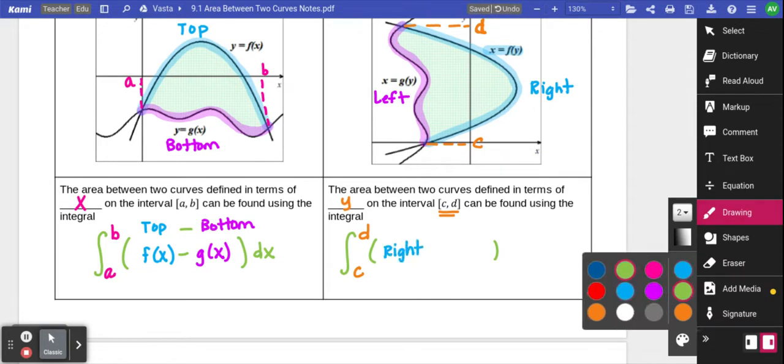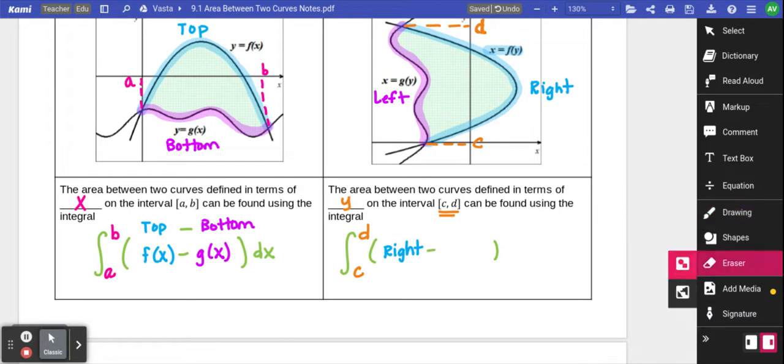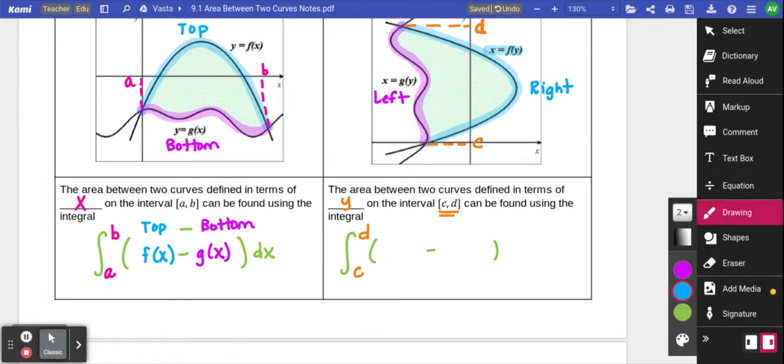Right minus left. I should be writing the actual names of the functions, shouldn't I? So this is going to be the right function minus the left function, which in this problem, they actually have names. And in this problem, the names are f of y is the right function and g of y is the left function. And then we're going to put a dy at the end because in this problem, everything's going to be in terms of y.